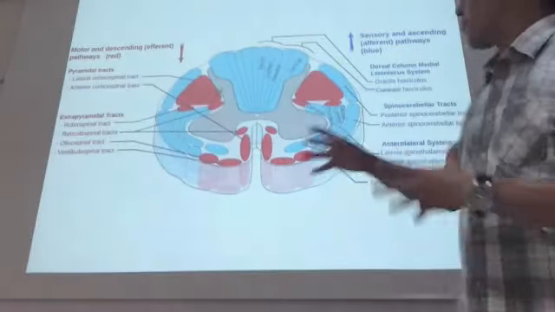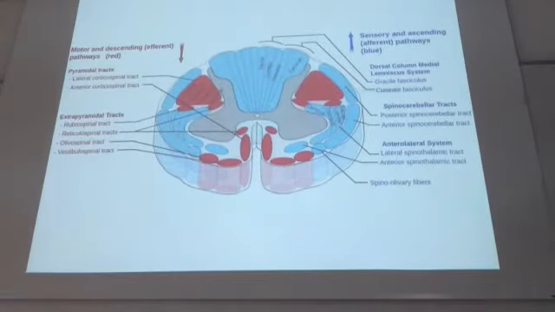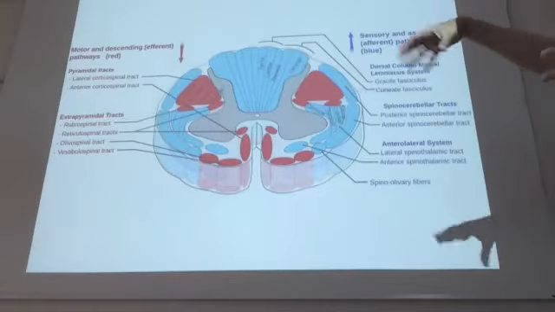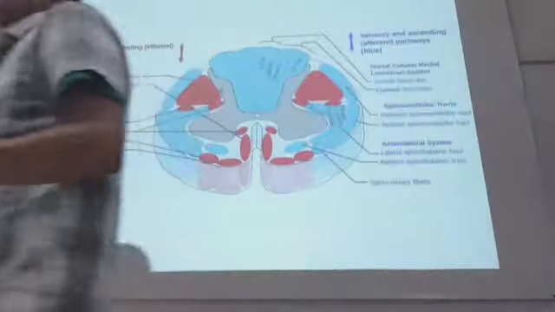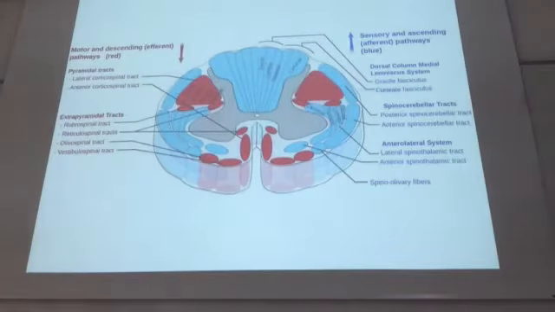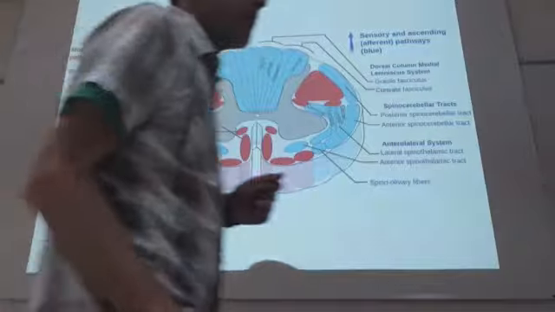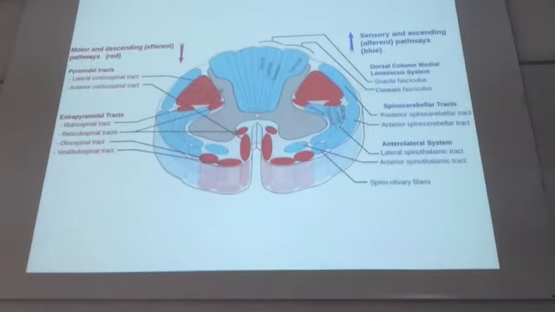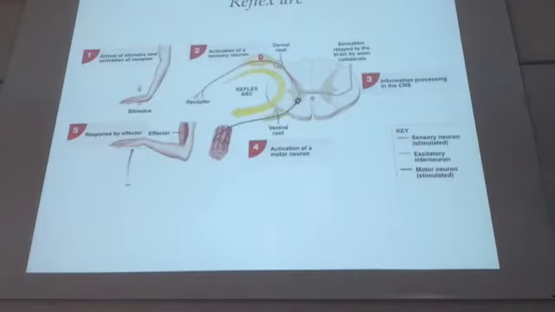There are a few other smaller ones like the spinoauditory, but that's not important. What's important is that this entire structure remains constant throughout the spinal cord. So it's very easy to localize a lesion to a certain area, and it's sort of easy to know what effect it will have. Okay, moving on.